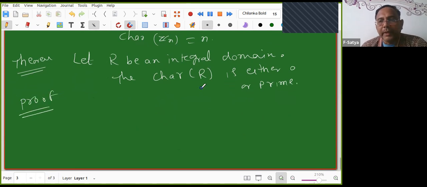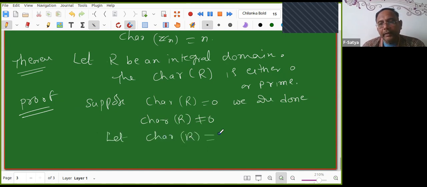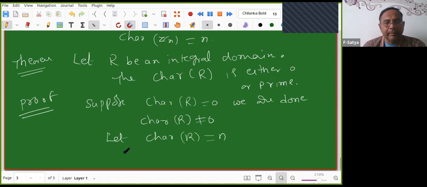Whenever you come across something to prove, either P or Q, how do you proceed? Suppose the characteristic of R is equal to 0. Then we are done. This is the approach: P or Q, you assume one of them, and we are done. So now the characteristic of R is not equal to 0. That is, suppose the characteristic of R is equal to n. So now the claim is n is prime.